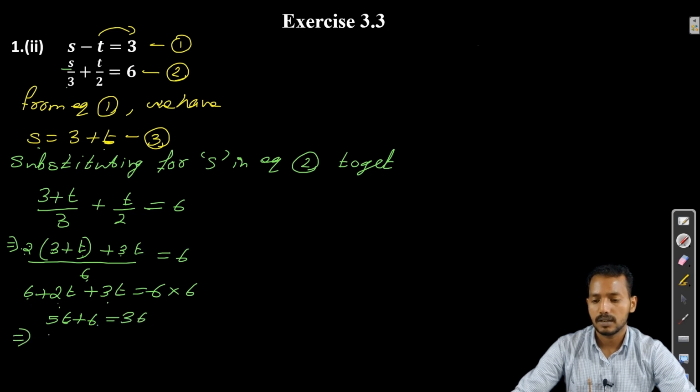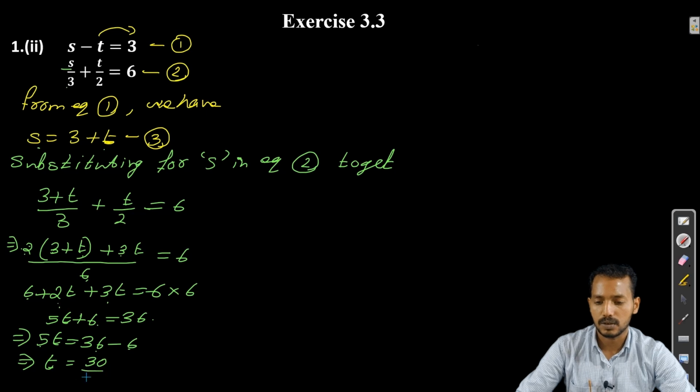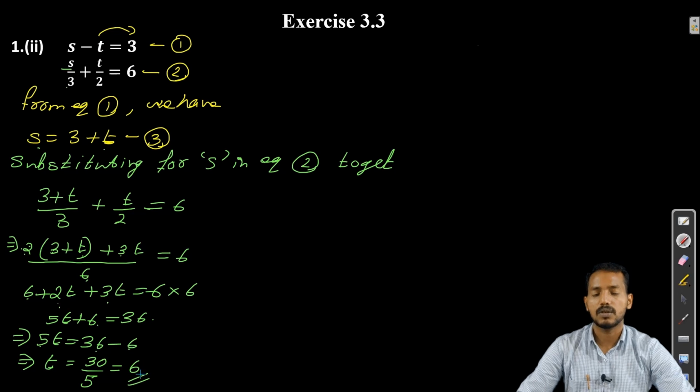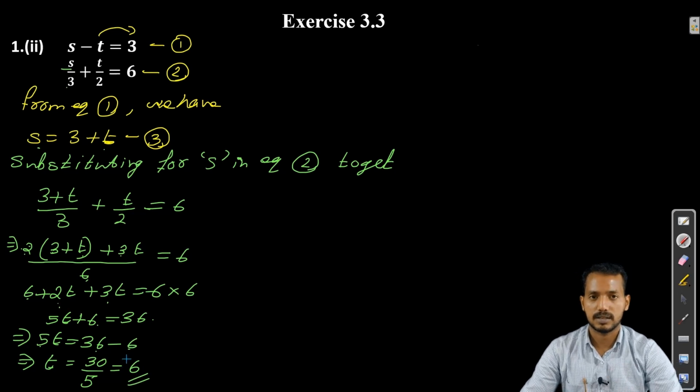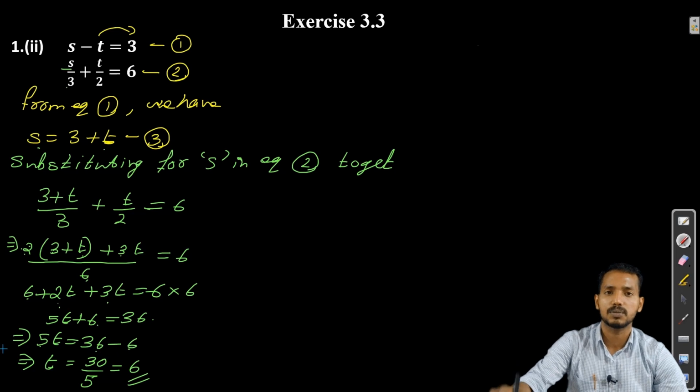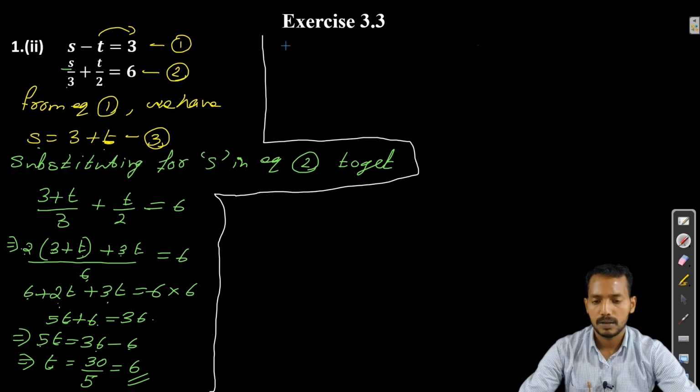That implies 5t plus 6 is equal to 36. Now this 6 taken to the right side will be minus 6. That implies t is equal to 36 minus 6, which is 30, and this 5 taken here will be in the denominator. So 30 divided by 5 is equal to 6. So the value of t is equal to 6. We have got the value of one variable. Now we need to proceed with step 3. So in step 3, what do we need to do?